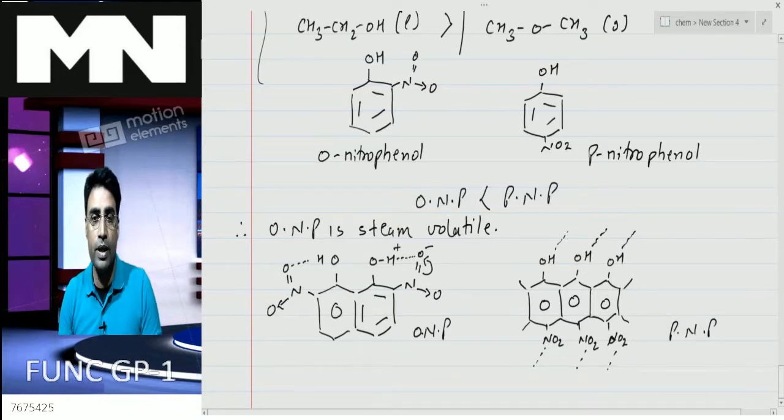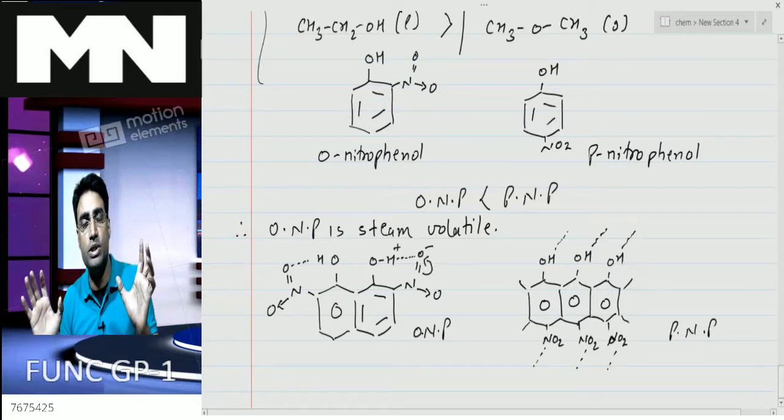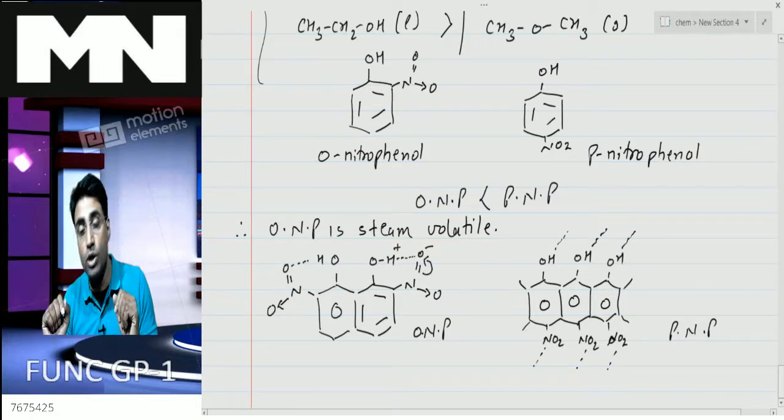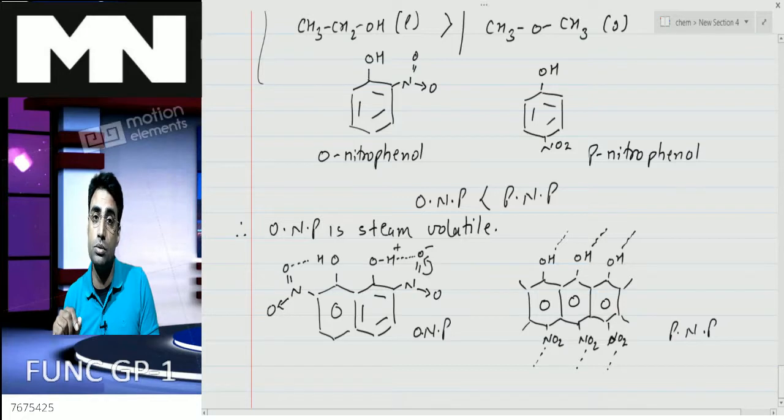That means in orthonitrophenol, we have intramolecular hydrogen bonding, whereas in para-nitrophenol, we have long chains which are held together with a large number of intermolecular hydrogen bonds. And it becomes difficult to break these intermolecular hydrogen bonds. It is very difficult to break these large number of intermolecular hydrogen bonds. That's why para-nitrophenol will have a higher boiling point as compared to orthonitrophenol. If para-nitrophenol has a higher boiling point, that means para-nitrophenol is not steam volatile, it is orthonitrophenol which is steam volatile.